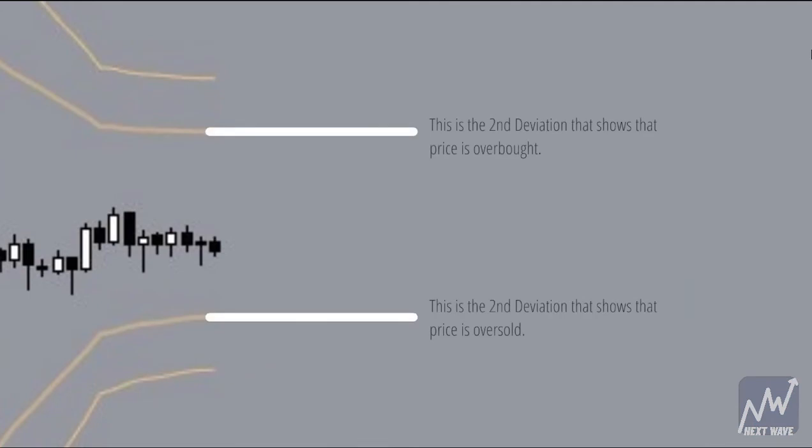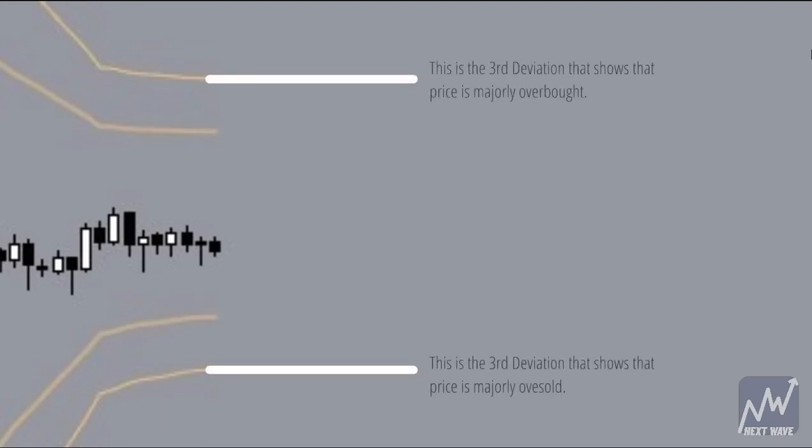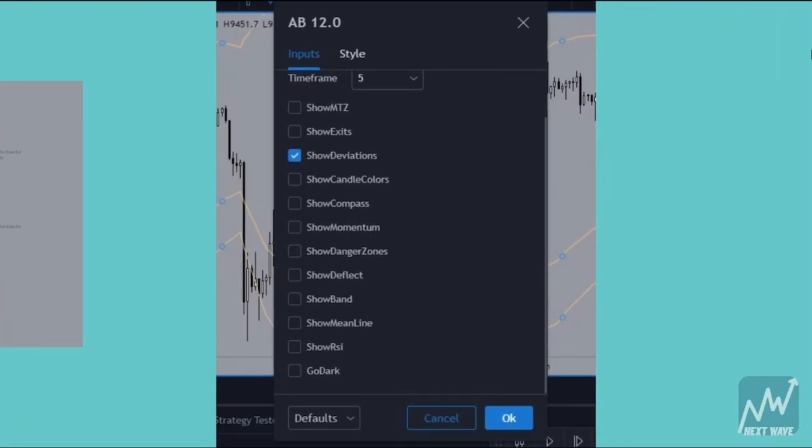This is the second deviation that shows that price is overbought on the top. This is also the second deviation that shows that price is oversold on the bottom. This is the third deviation that shows price is majorly overbought at the top. And this is the third deviation that shows that price is majorly oversold at the bottom. And if you want to toggle your deviations on or off, you can come over here to show deviations.